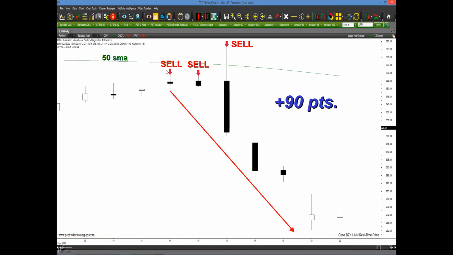Here's some sell signals in ILMN. Okay, 2 sell signals here, another one here. We're below the 50. They all close in the bottom portion of their range. 90 points in just about 3 or 4 days.